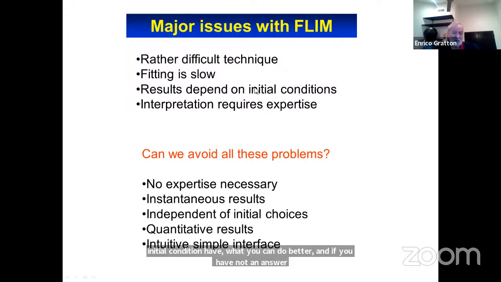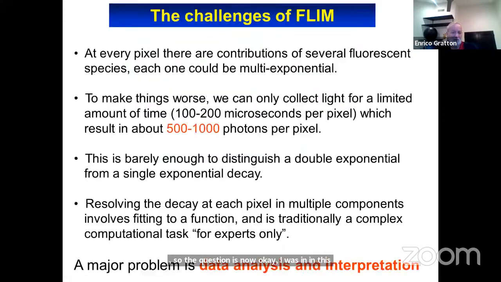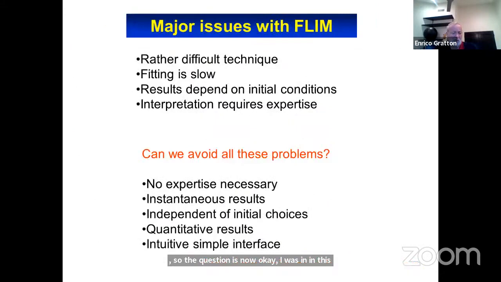So the question now is, can we avoid all those problems? For example, no expertise is necessary. And this is very important, because that means that everybody in no time can become an expert if no expertise is necessary. Can we have instantaneous results? Instead of waiting for the minimization to occur, can we get an instantaneous result? Can it be independent of the initial choice? And can we have a quantitative result and a simple intuitive interface?